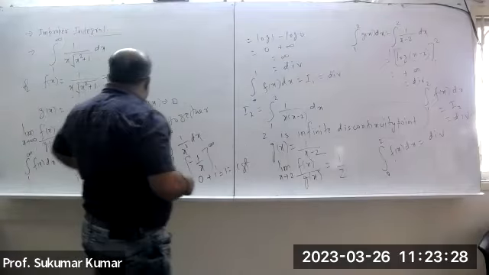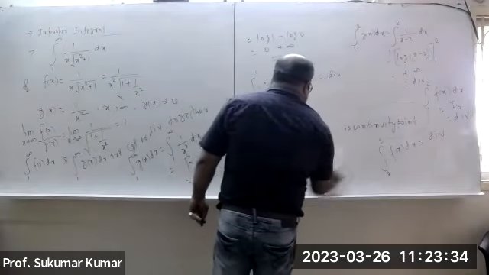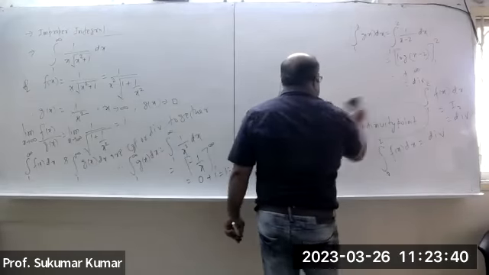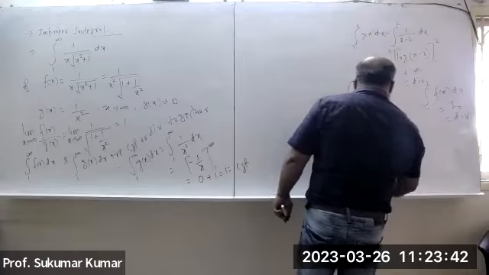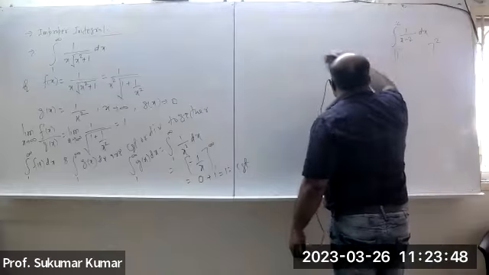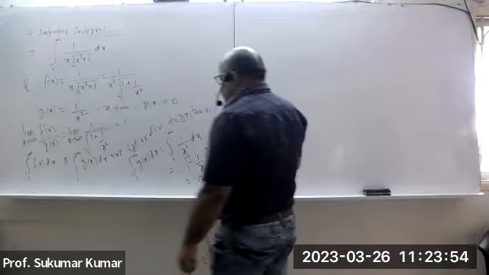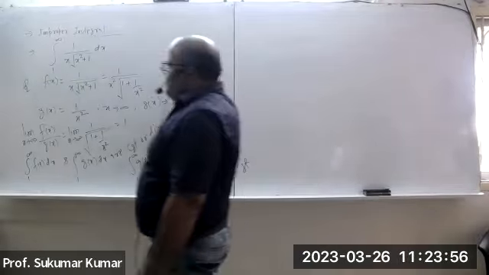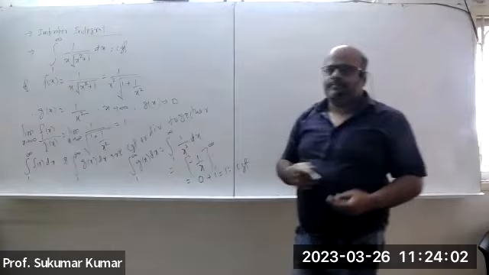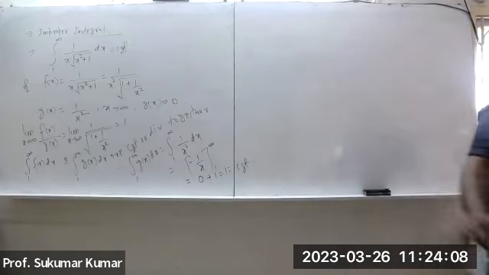Convergent is coming here. Here g of x is convergent, so the integration of f of x dx means the given integral is convergent. Understanding? How do you choose g of x?